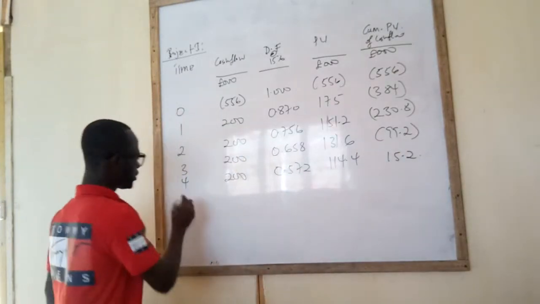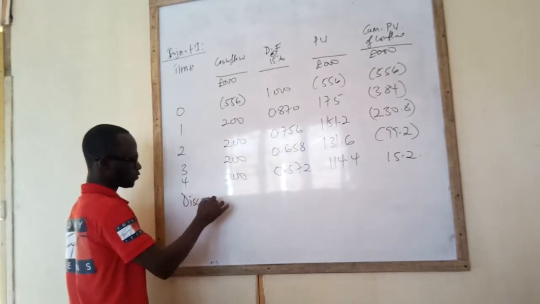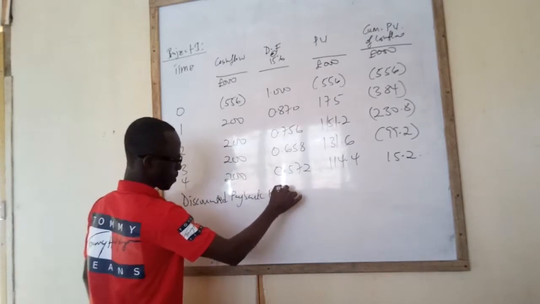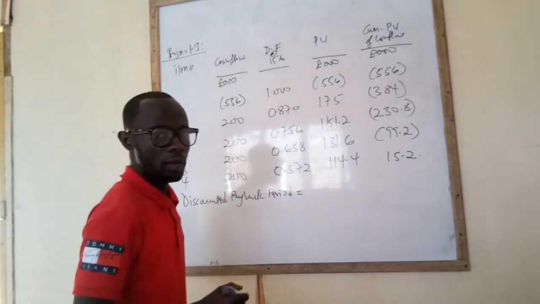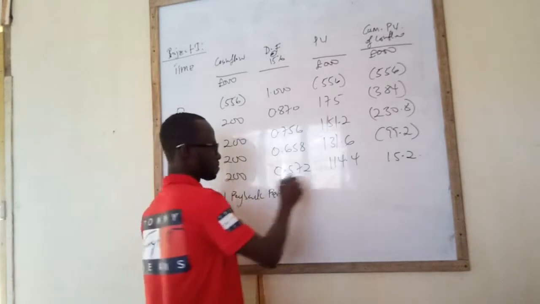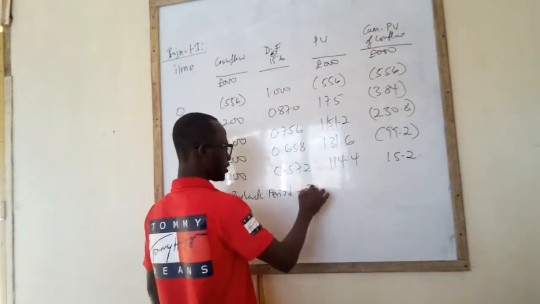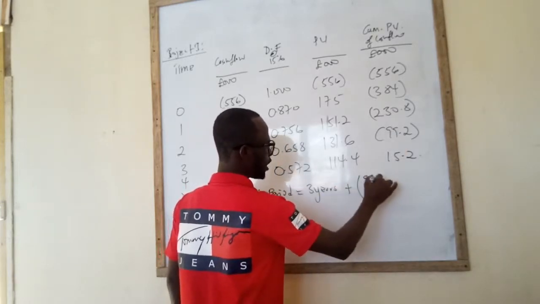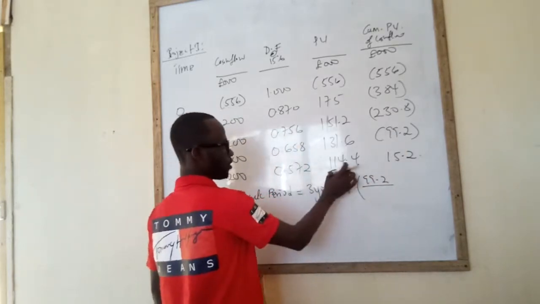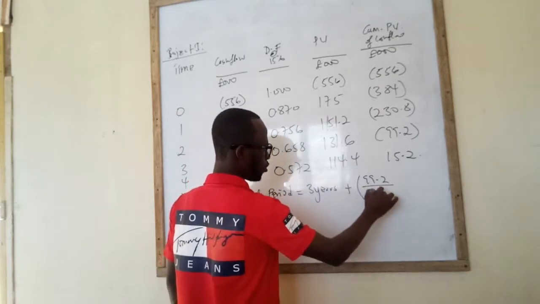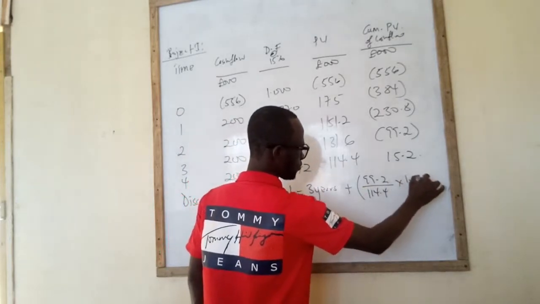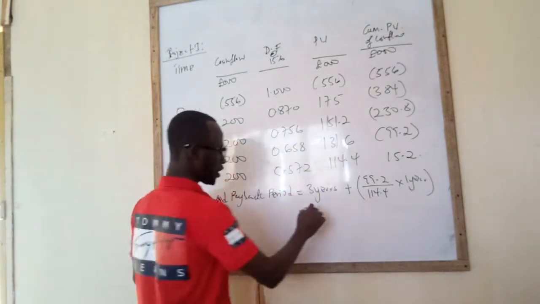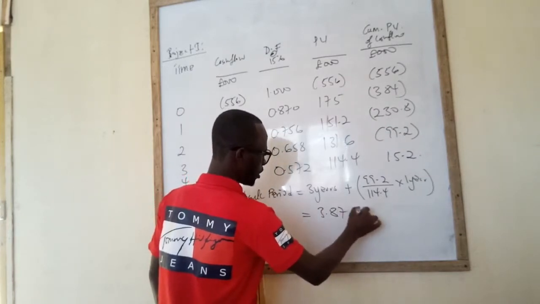So we will now say discounted payback period. So our discounted payback period will now be equal to the 3 years that we were at plus how much was left, 99.2 over how much came in, 114.4 times 1 year. Okay, times 1 year. And so when we strike it out, we are going to get 3.87 years.